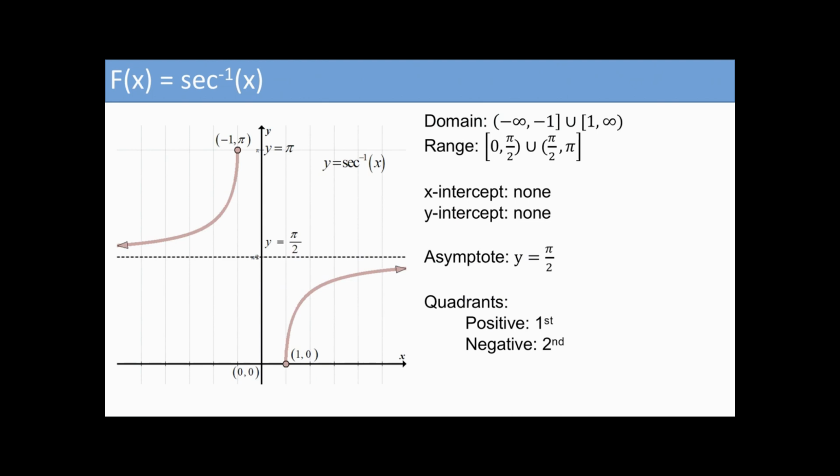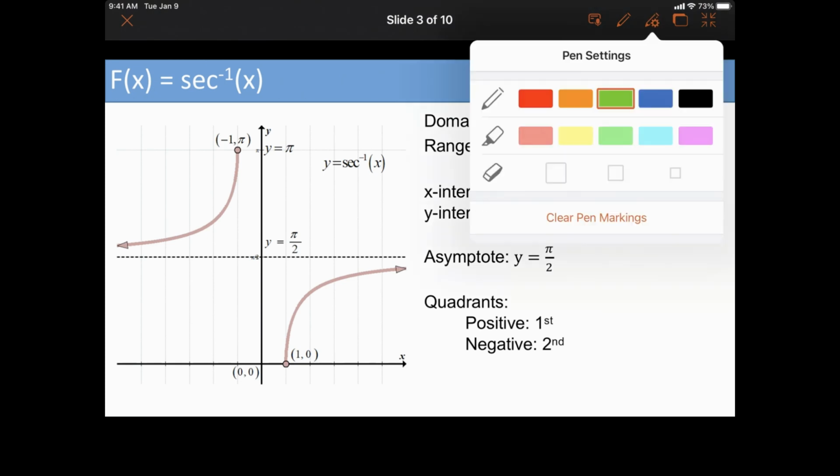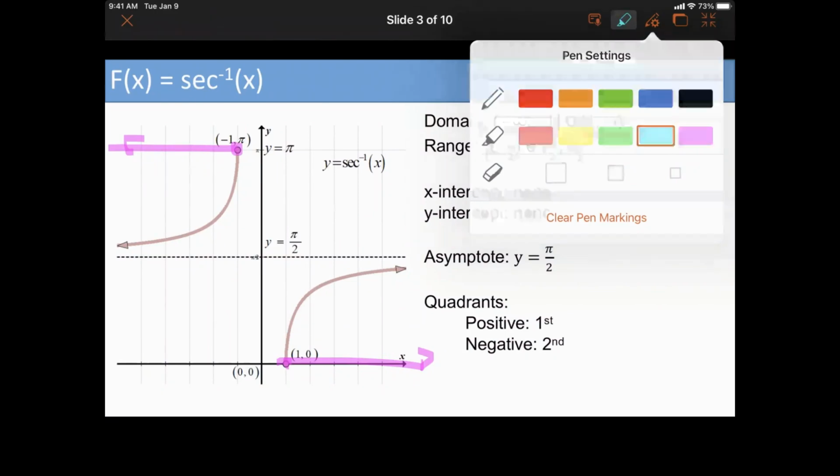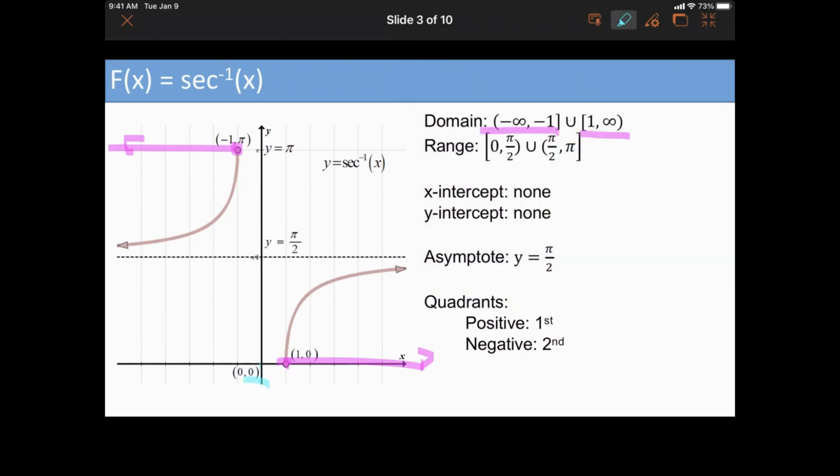So for inverse secant, the domain is the same, but the graph looks different. Now this is above, so you're up here going that way, and down below you're going this way. The range is also different. The range now is from 0 to pi over 2, and then from pi over 2 to pi. So two separate parts, right? Because just like inverse cosecant, you have an asymptote right through the center.